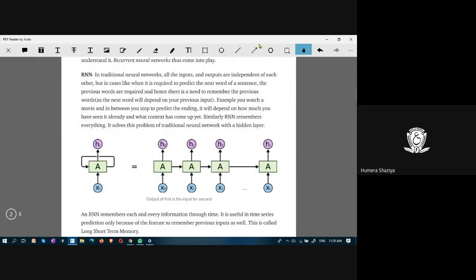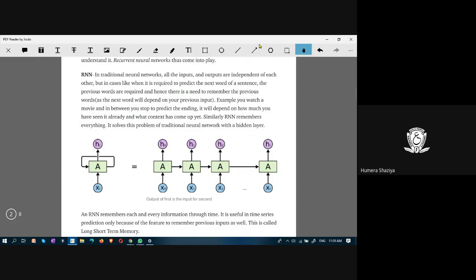RNN, recurrent neural network, will mostly work with text data. Here you have got inputs, and this architecture represents many to many, where you can have outputs, and also because it is self connected, this activation or A, the block A is connected to itself.